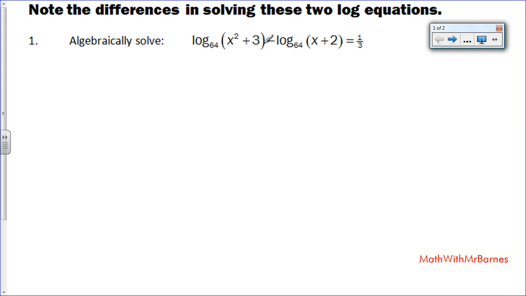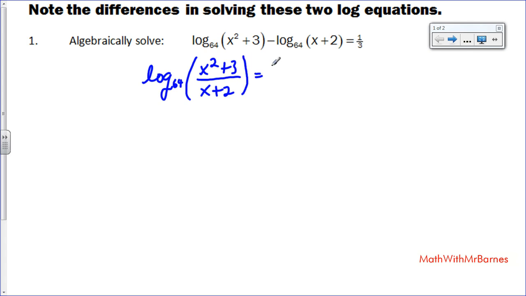When you're subtracting logs with the same base, you divide what's inside the log function. So this becomes log base 64 of the quantity x squared plus 3 all over x plus 2, and that equals 1 over 3. So we reduce this using our rules of logs such that we have a log on one side and another number on the other. This would be 1 over 3. So now the next step is to solve this.